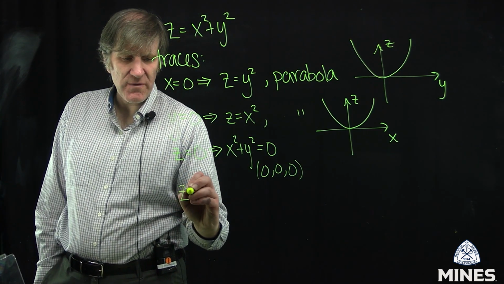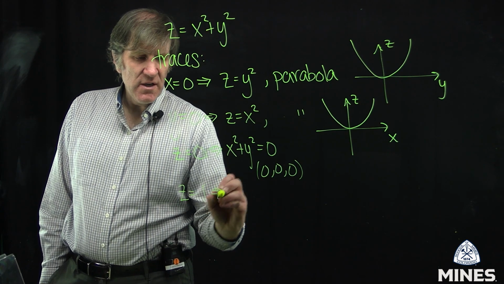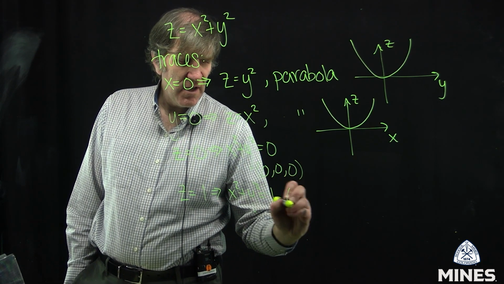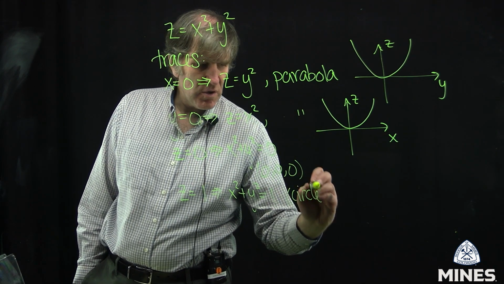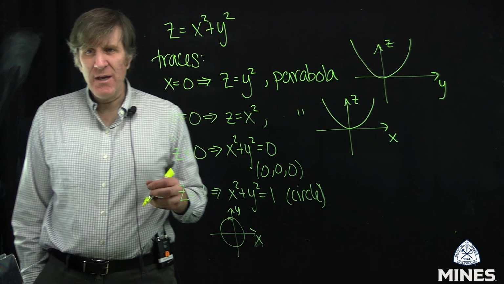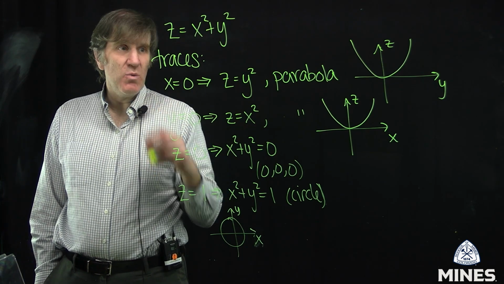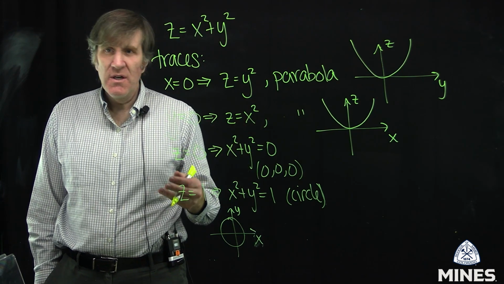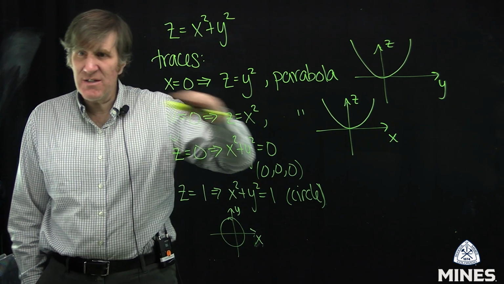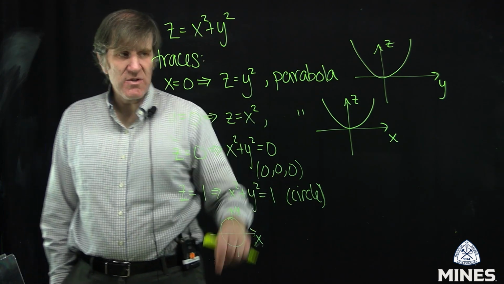So let me pick something different. Let me pick z equals 1. We get x squared plus y squared equals 1. And that is a circle. So if we slice our shape parallel to the YZ plane, we get parabolas. If we slice it along the y-axis, we get parabolas. But if we slice it horizontally, we get circles.